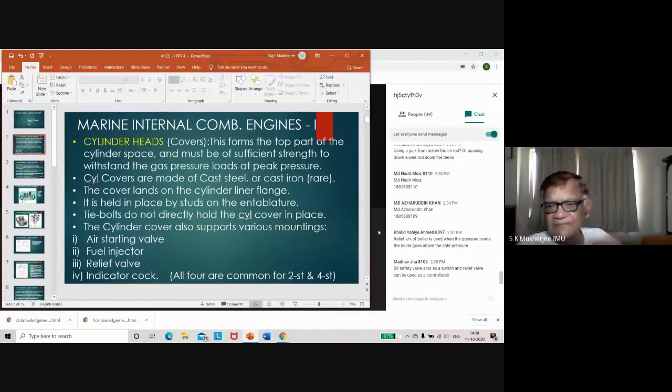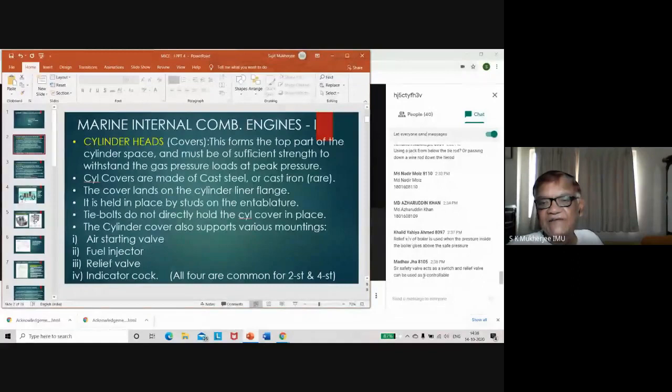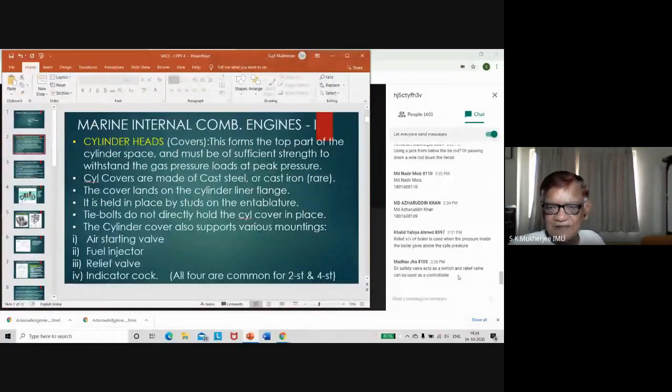Why can't that be called a relief valve? That is also giving relief. Madam, think a little more. The safety valve acts as a switch, and a relief valve can be used as a controllable. How do you use it as a controllable? No, that's no good. Madhav, you have to do better than this.